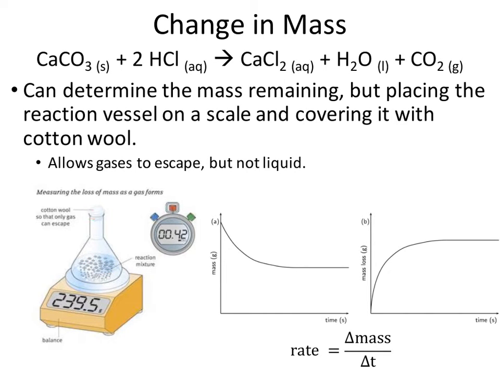The reason we put cotton wool is just in case something bubbles up or spills, it will still be absorbed here and counted as the mass in total. However, the only thing that can escape is the gas here. And so the change in mass that we see is due to the loss of, in this case, CO2. The CO2 is escaping from over here, and therefore we're losing mass in our total system. So again, we can look at the change in mass over time.